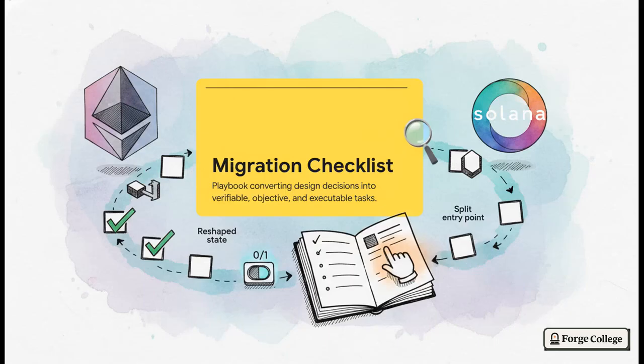Look, a subjective design brief is honestly completely useless without a rigorous step-by-step checklist. You need it to validate the exact tolerances of your migration. Think of your migration checklist as a sequential playbook. It takes those high-level decisions like, let's reshape the state, or let's split these entry points, and converts them into verifiable, objective, executable tasks. And when we say objective, we mean tasks with a clear binary state. It's either done and verified, or it isn't. No maybe, no sort of.